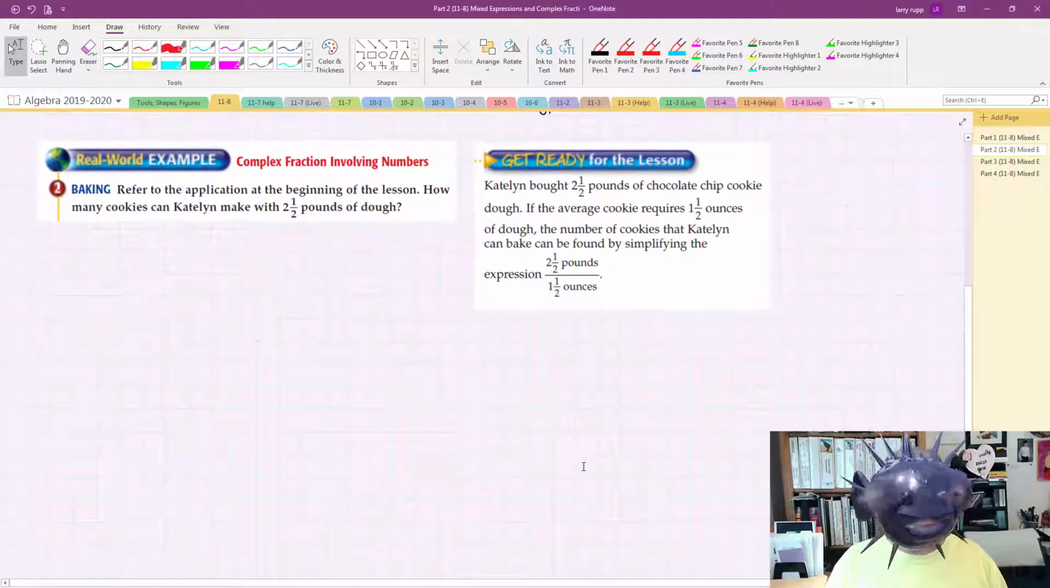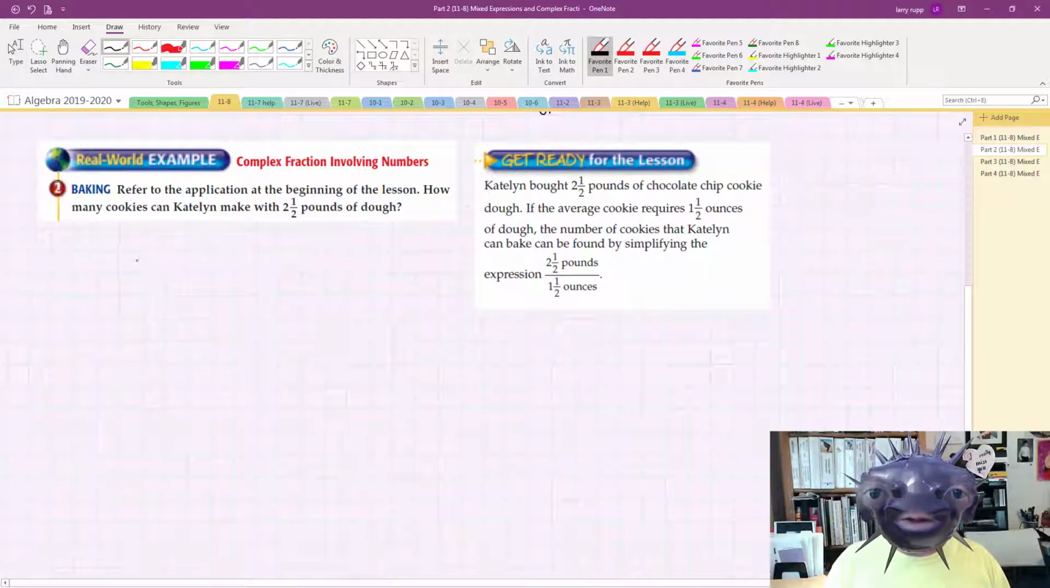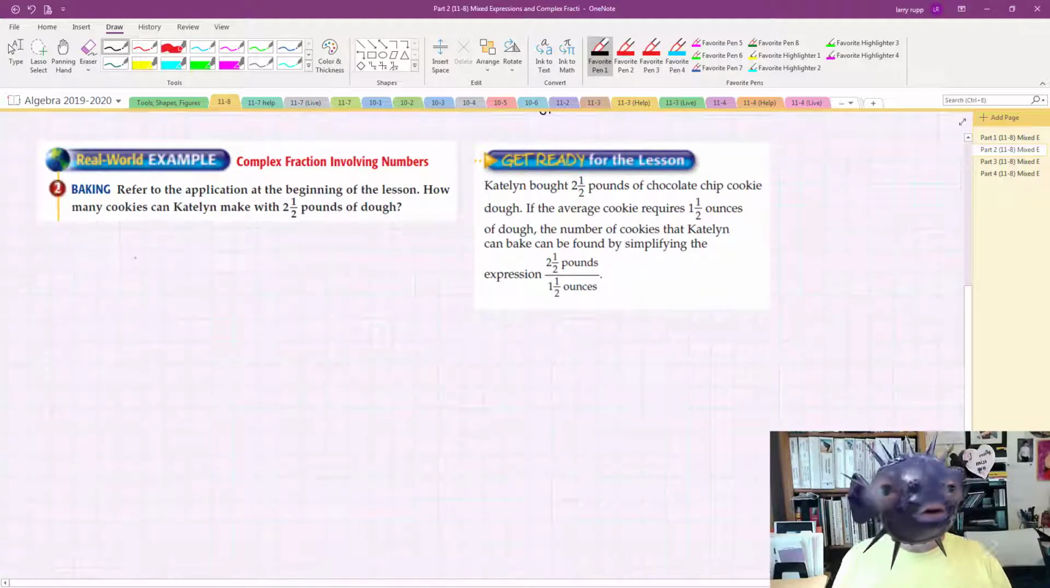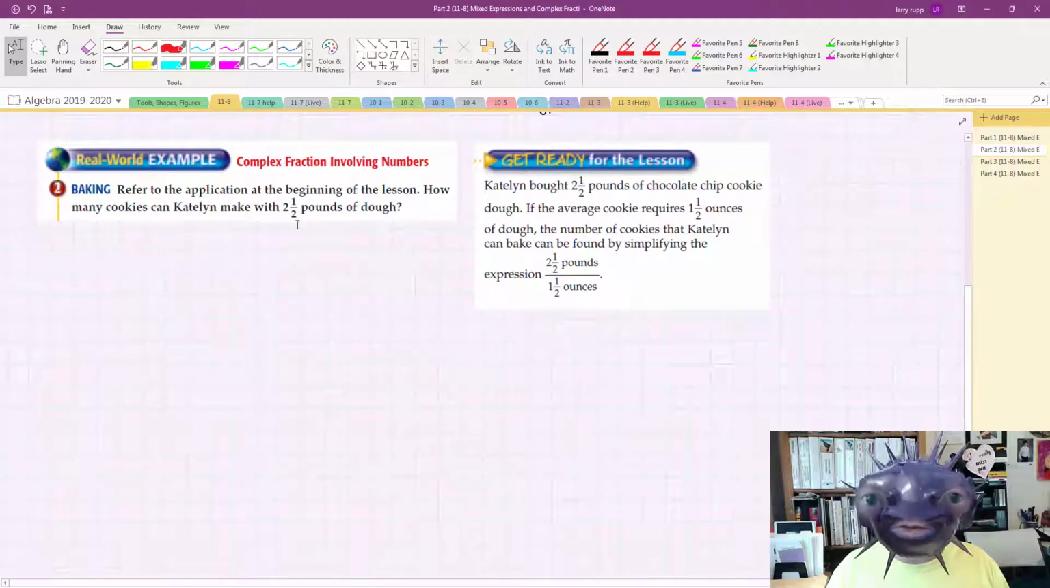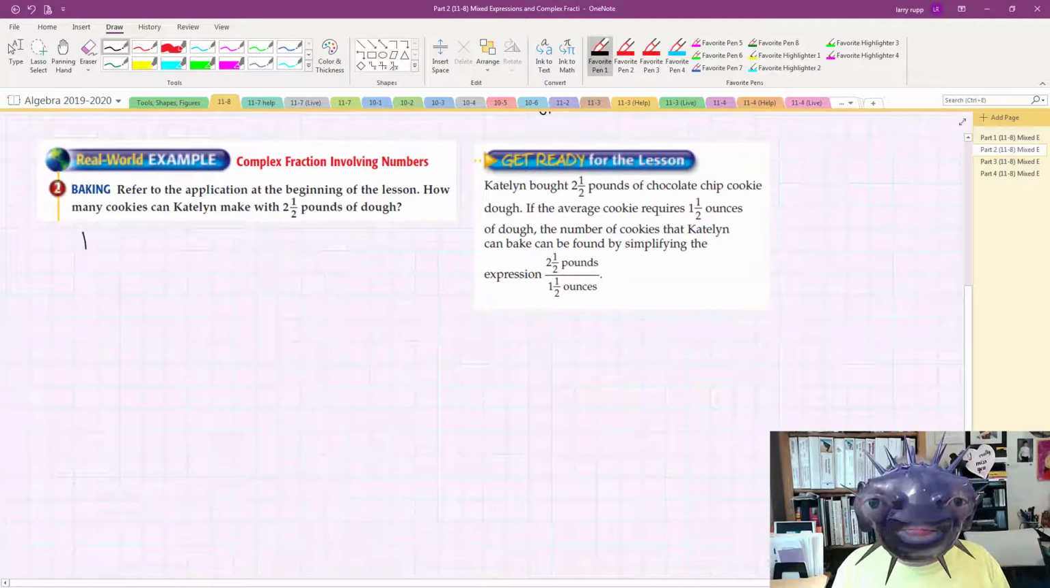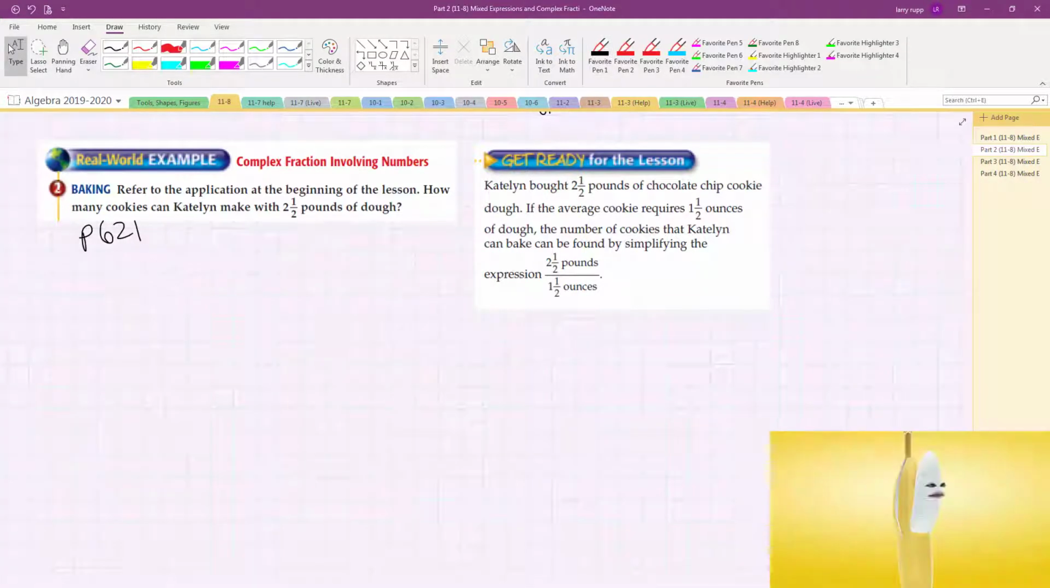Alright. Change my pen color back here. We're going to do example 2 on page 621 again. Oh, yeah. Well, you know, I figured since we're baking chocolate chip cookies, we should have banana on deck here.